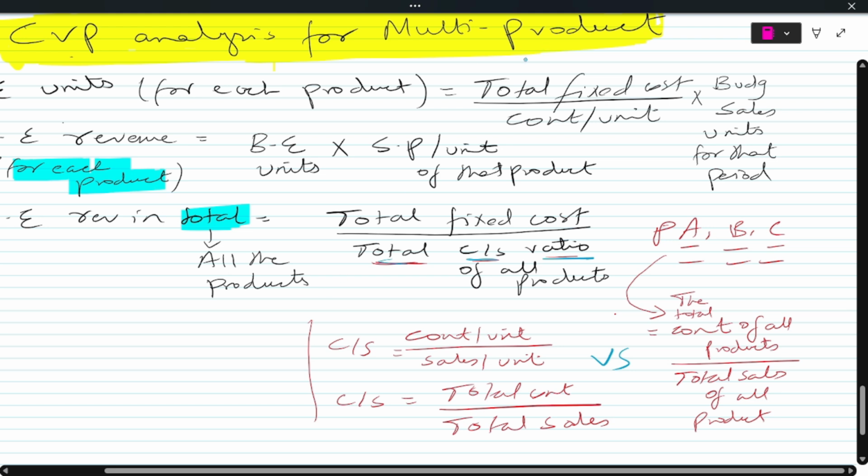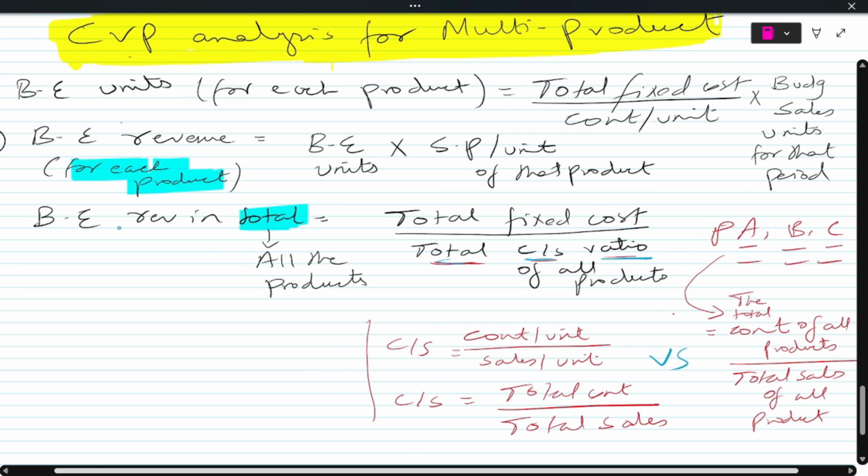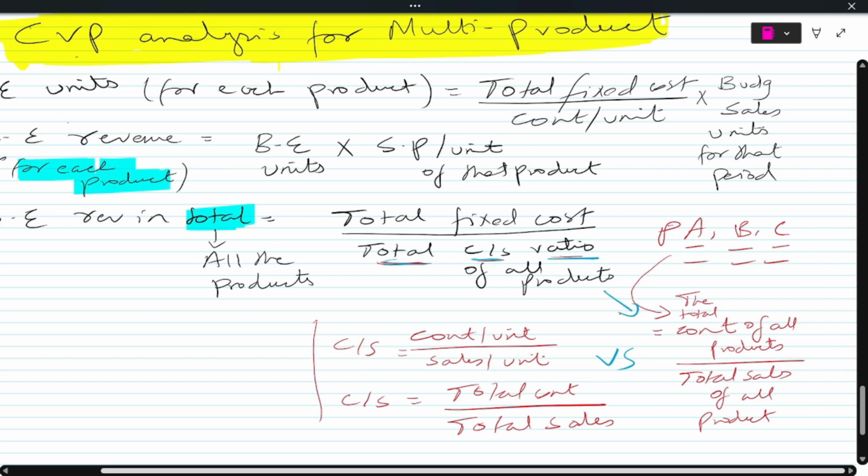And when you are dealing with a multi-product scenario, in order to calculate the break-even revenue in total, which means of all the products, you need to divide it by the total CS ratio, which is calculated by this method. Is this clear? Do you see the difference? Do you understand the difference between single product and multi-product, right? I'm just trying to take some time and connect this with the previous lectures that we have studied regarding the single product, just so that you guys can have clarity of how things are different when we talk about single product and when we move to multi-product.